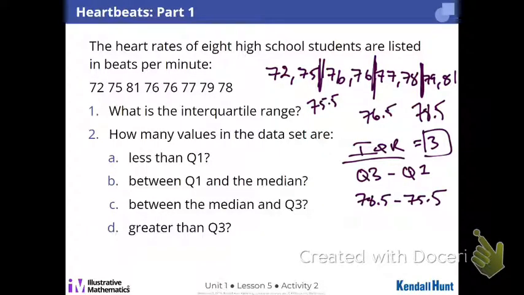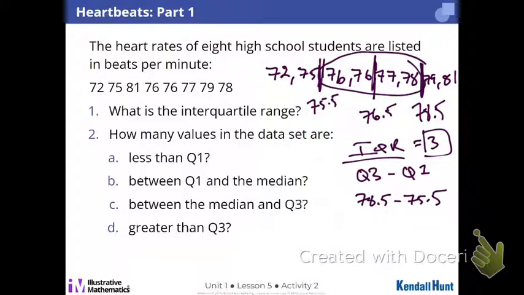So again, here's what this means. Half of my data, the middle half of my data, all these numbers right here, have a spread of 3 beats per minute, okay? Now, does that show these things are kind of close or kind of far apart? I think 3 is pretty close, right? Especially beats per minute.